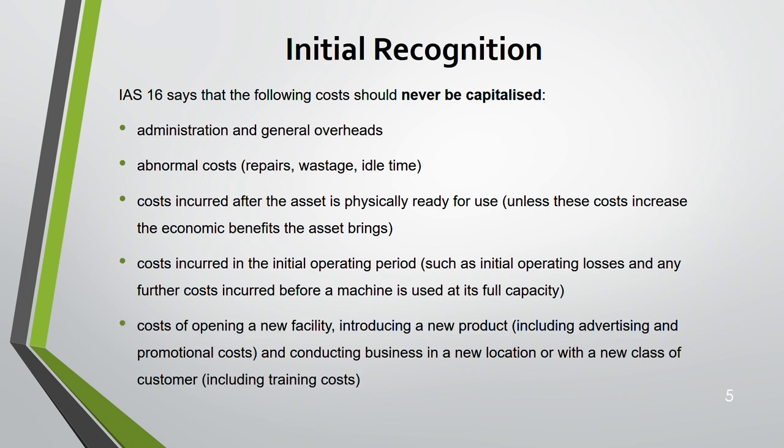Cost of opening a new facility. Let's say you are introducing a new product. To introduce a new product, you are spending on advertising, promotion, you are going in a new location, or training the customer, training the staff. All these are expenses. All these 1, 2, 3, 4, 5 types of cost are expenses. Goes in the profit and loss account, never capitalized. Understand? In exam, you might be given both the type of cost together in one question. You have to understand which type is never capitalized, which are capitalized.